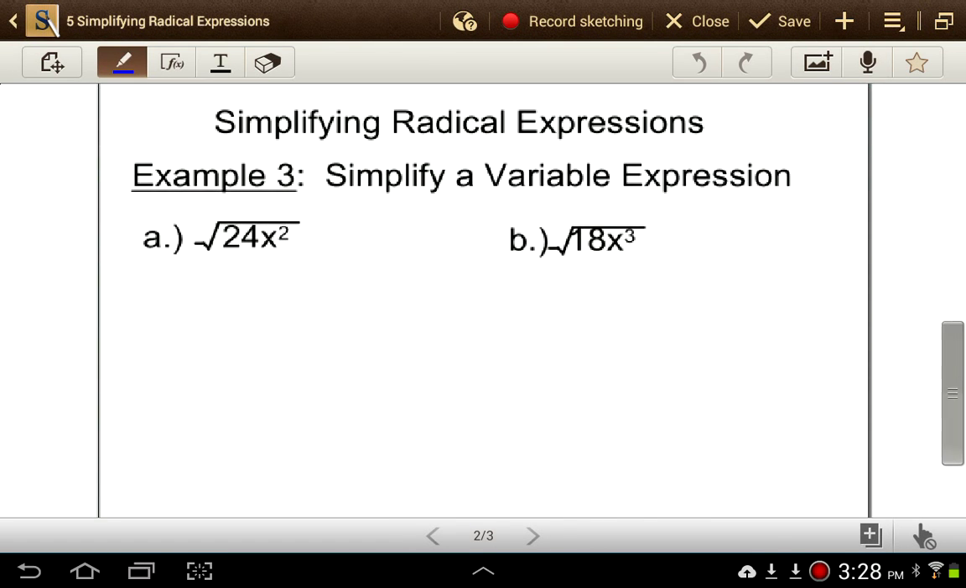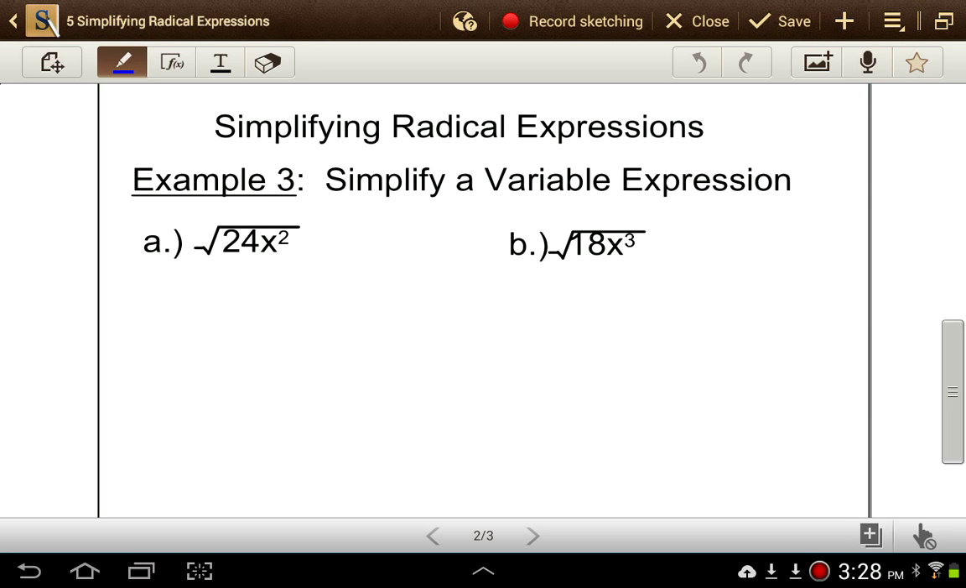There we go. Example 3, we're going to do the same thing with variable expressions. Variables are actually fairly easy because they are already exponents with us. So we want to just look for groups of 2, because if it's squared, I can break them into series of squares. So these are really easy.